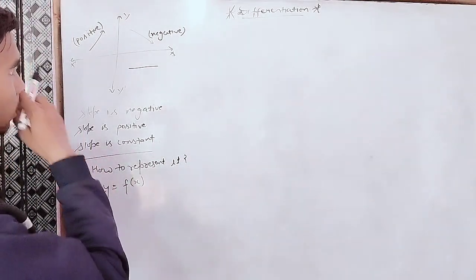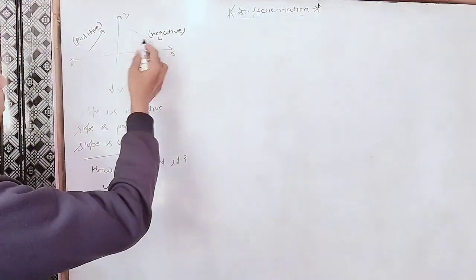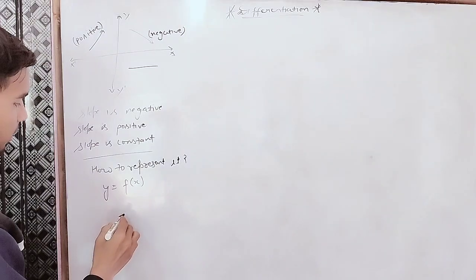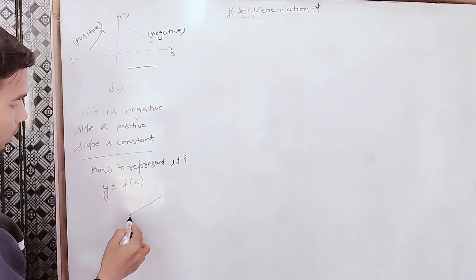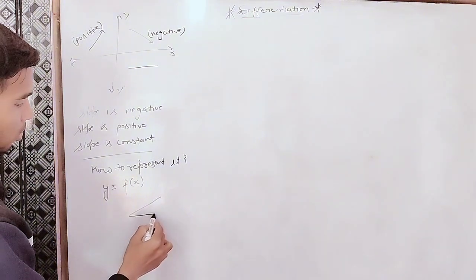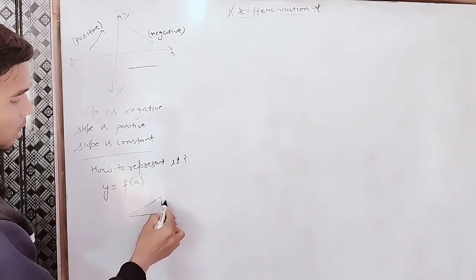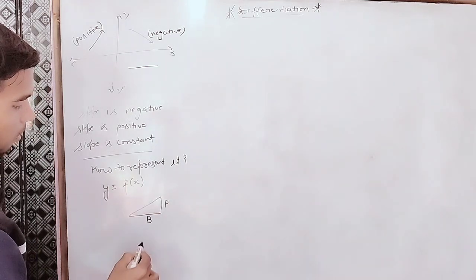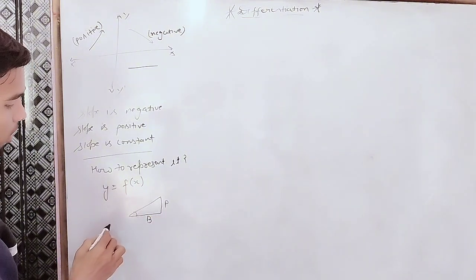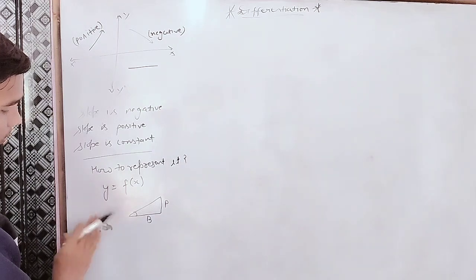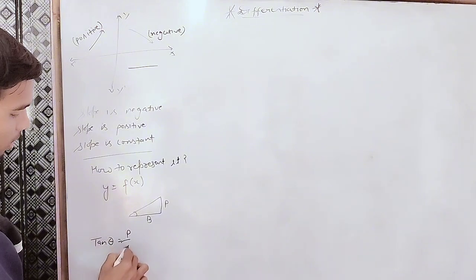So here, remember, our slope is what? Time. Let's take this. This is our slope. So here, this is a B, already you know, and this is a B. And the angle will make here. Now P by B is the formula of tan theta.